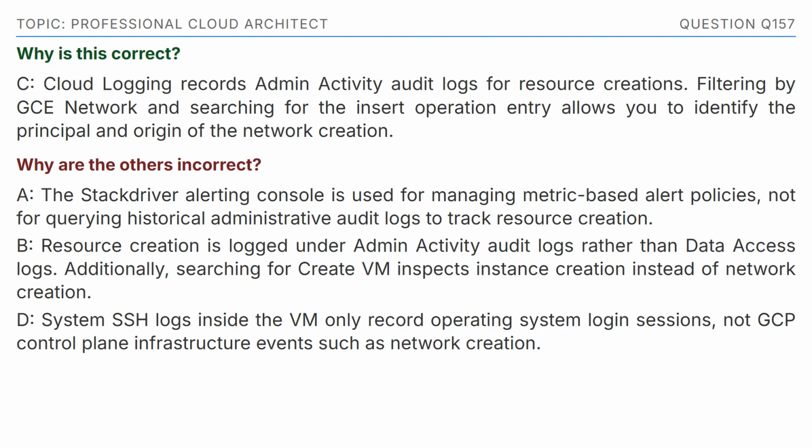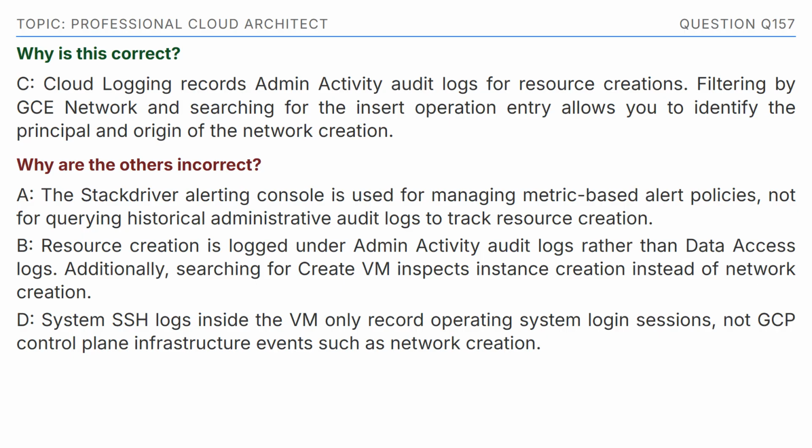C. Cloud logging records admin activity audit logs for resource creations. Filtering by GCE network and searching for the insert operation entry allows you to identify the principal and origin of the network creation. Why are the others incorrect?